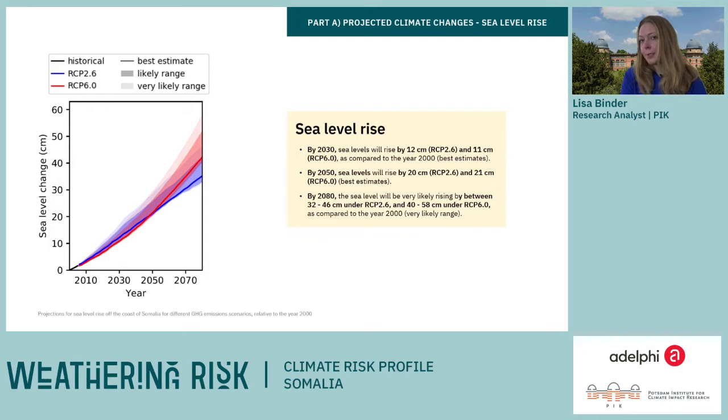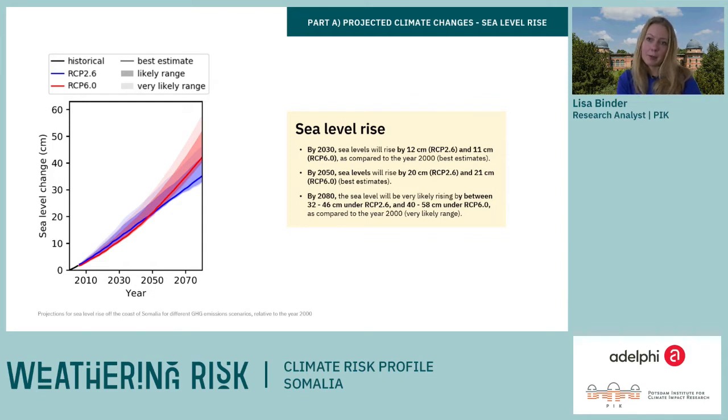On this plot, you can see the sea level rise, and the sea level is projected to rise steadily under either scenario in Somalia. Until 2030, sea levels will increase by 11 to 12 centimeters, and by 20 and 21 centimeters until 2050 as compared to the year 2000, depending on the scenario. If we look at the time frame between 2050 and 2080, this increase will be much higher under RCP 6.